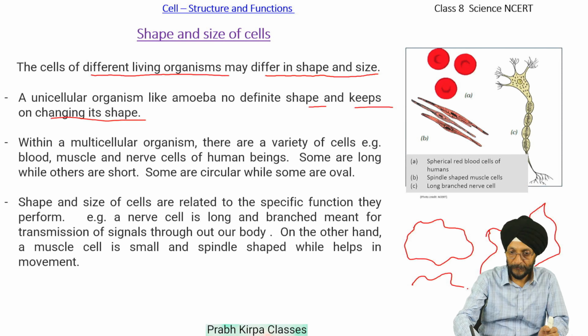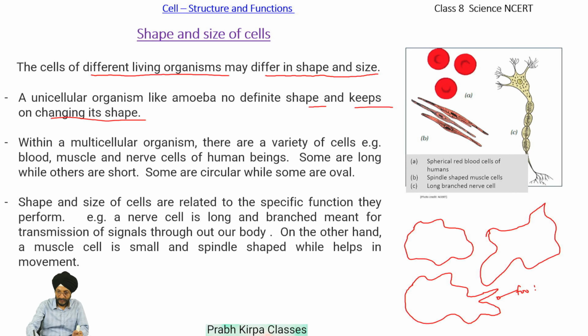Or at the time of eating food, it may extend its feet, which is called pseudopodia. These are its false feet, which are known as pseudopodia. So a unicellular organism like amoeba has no definite shape and keeps on changing its shape and position. Within a multicellular organism, multi means many, cellular means cells. That is an organism which has a large number of cells, that is more than one.